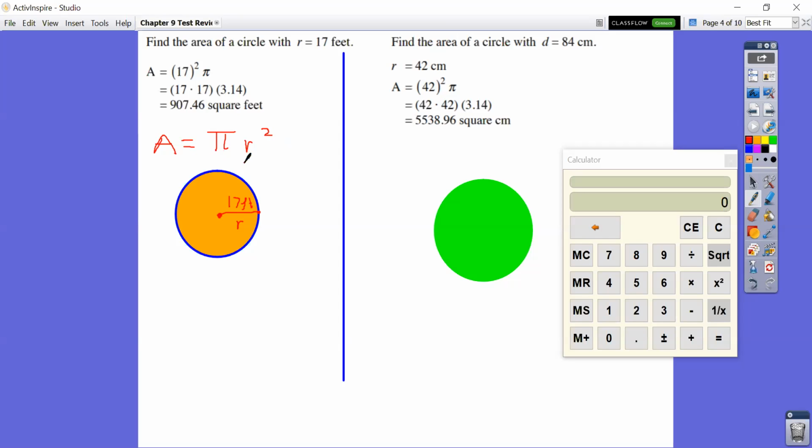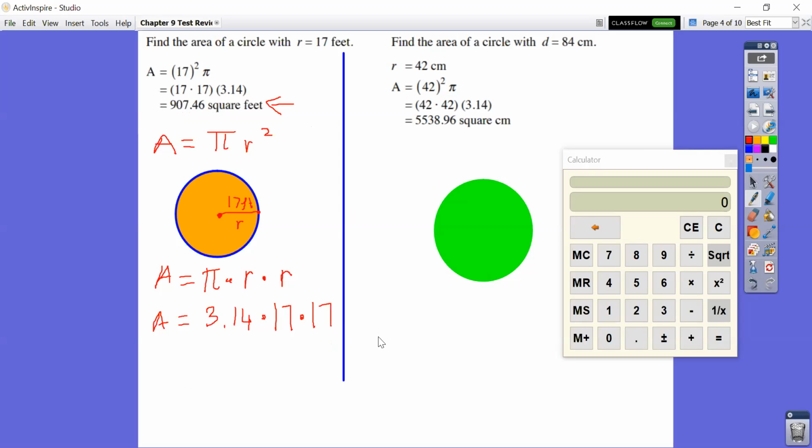Not pi times radius times 2. That is wrong. So area equals pi times radius times radius. Radius times radius equals radius squared. So area equals 3.14 times 17 times 17. You multiply these three numbers together, and your area should be 907.46 square feet. Okay, all right.